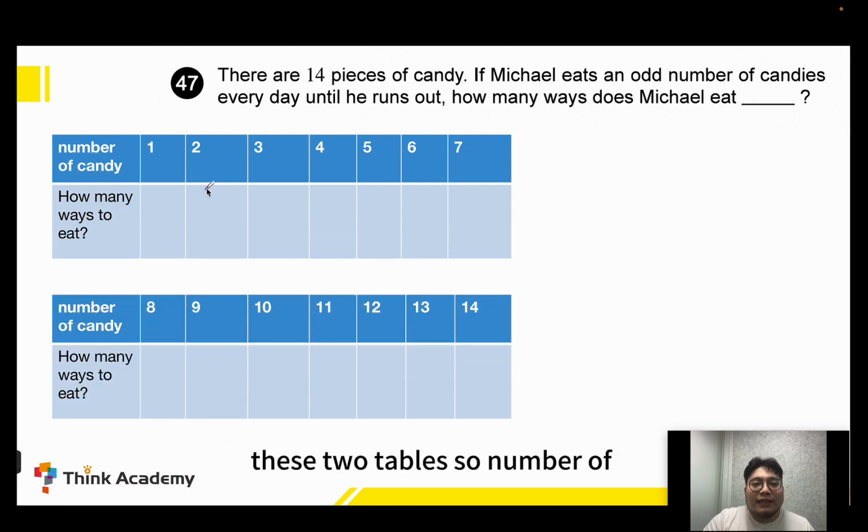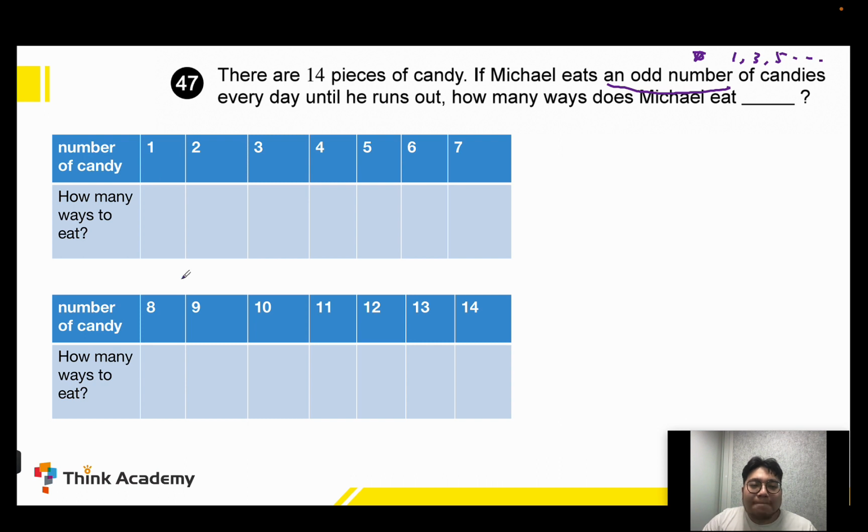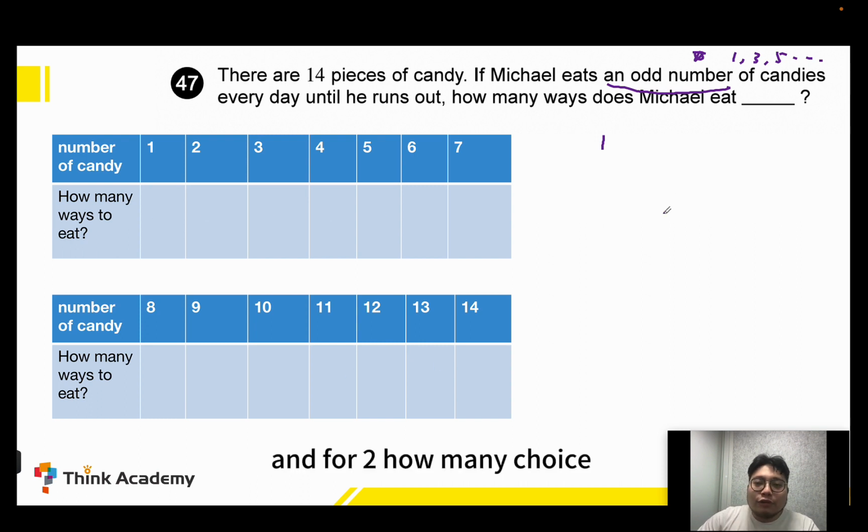So the number of candies is 1, 2, 3, 4, and 2 is 14. And we need to consider how many ways to eat. So for 1, we can only choose odd numbers, right? This one is very important. Odd numbers means 1, 3, 5, and so on. So for 1, how many choices? We have only 1, because 1 day 1, right? So 1 choice.